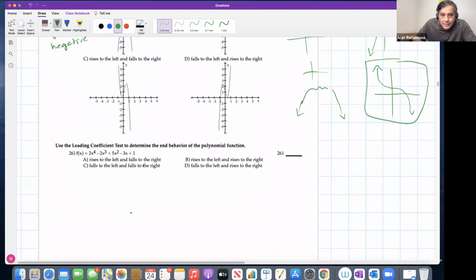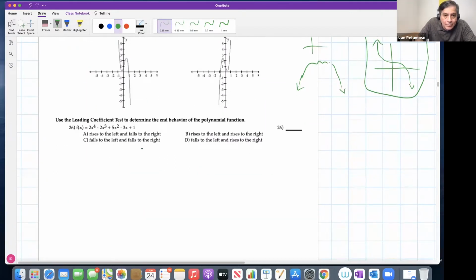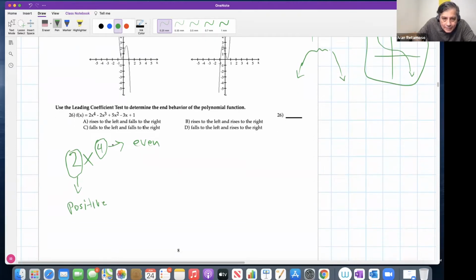Another one here, 26. They don't give the graph, but no problem because you just look at the first term. This time, this guy is even, and this guy is positive. Among the four choices, you have to go with the one that says this will be parabola-like. For even exponents, parabola-like. And since this is positive, it will be like this, with some wiggling in the middle, but eventually will go up. So it rises to the right, rises to the left.